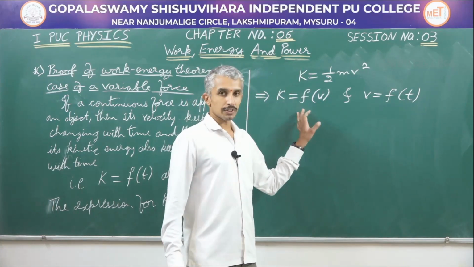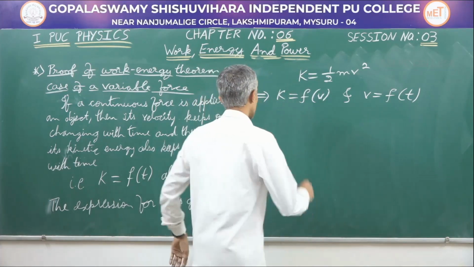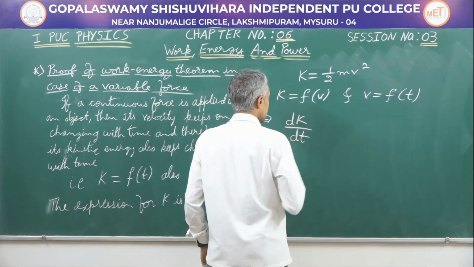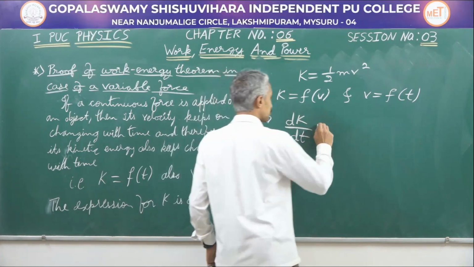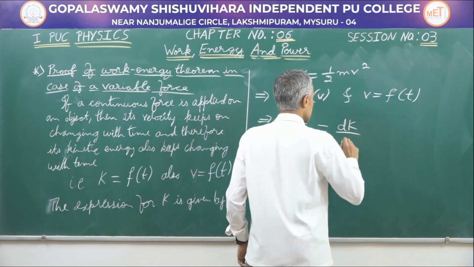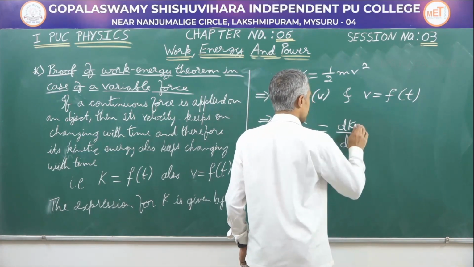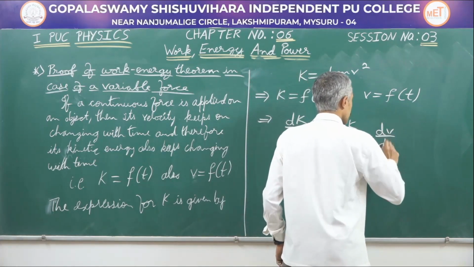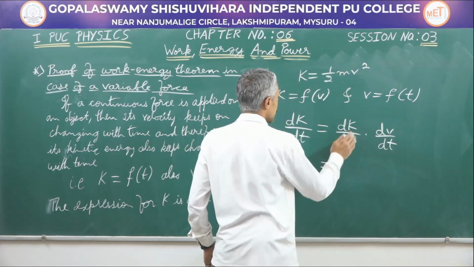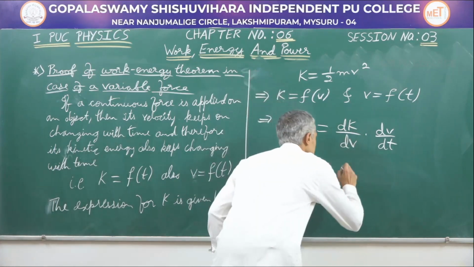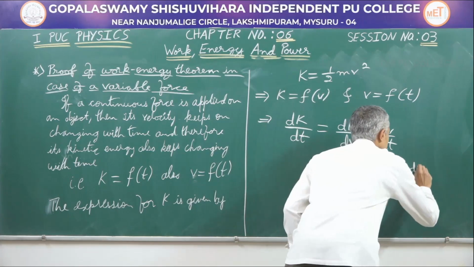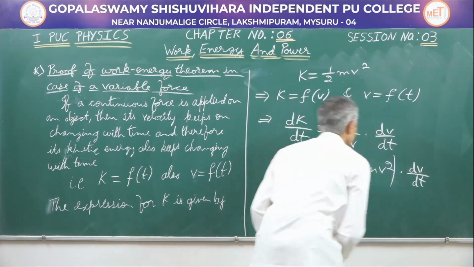We have studied about differentiation of function of a function. So, dK by dt, or differentiation of kinetic energy with respect to time, is now given by dK by dv, kinetic energy as a function of velocity, into dv by dt. So, differentiate kinetic energy with respect to velocity. This gives d by dv of half mv square into dv by dt.